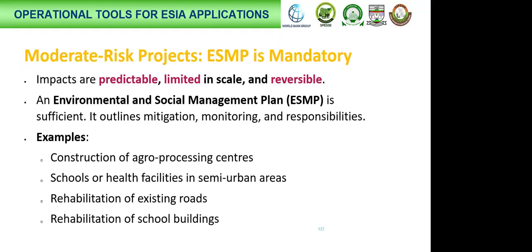Then moderate risk. Yes, for this one, the impacts can be predicted, but the scale is usually limited and it can be reversed. So this requires an environmental and social management plan. This one outlines mitigation, it outlines the monitoring strategy, and it also outlines responsibility for stakeholders that are involved. The examples include construction of agro-processing centers, schools or health facilities in semi-urban areas, rehabilitation of existing roads, and rehabilitation of school buildings.